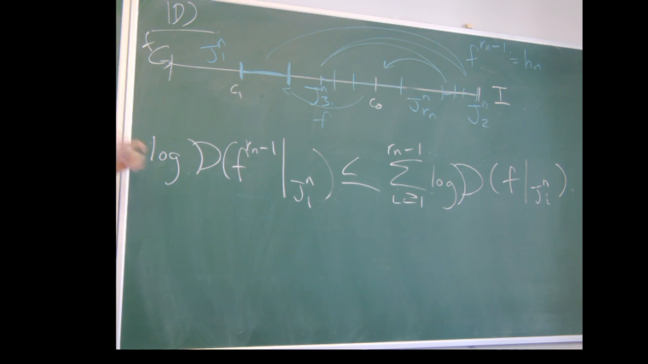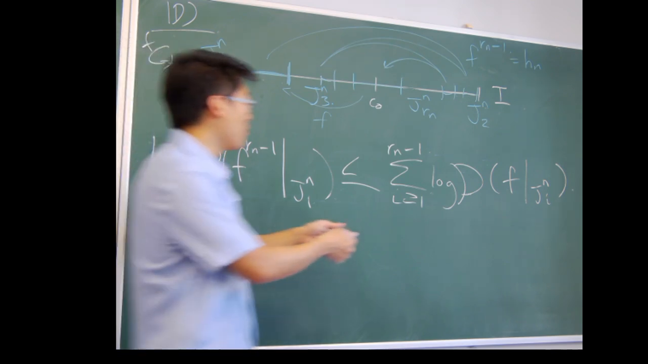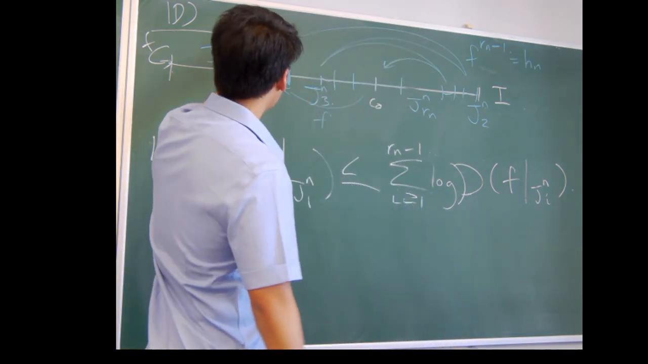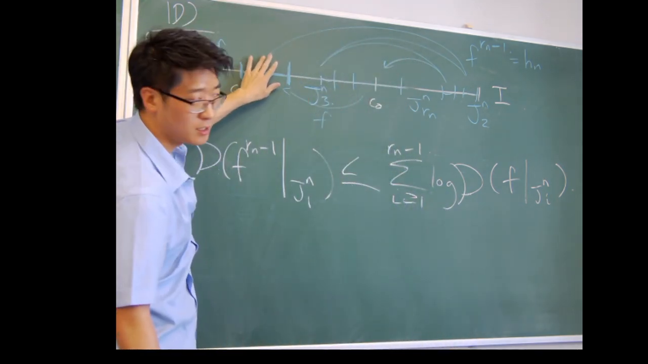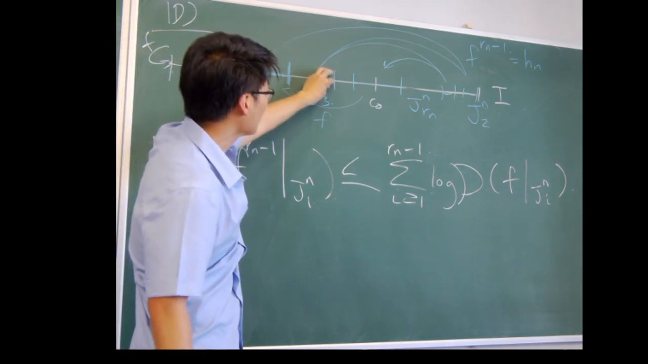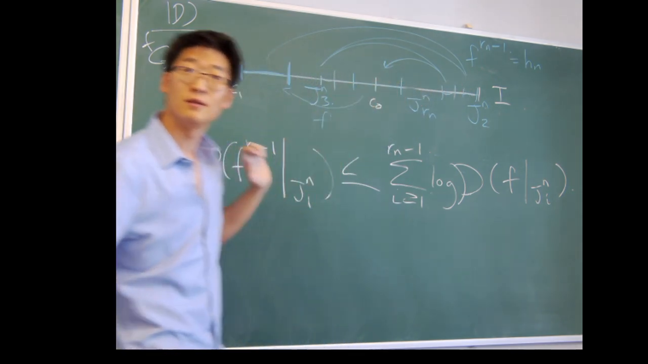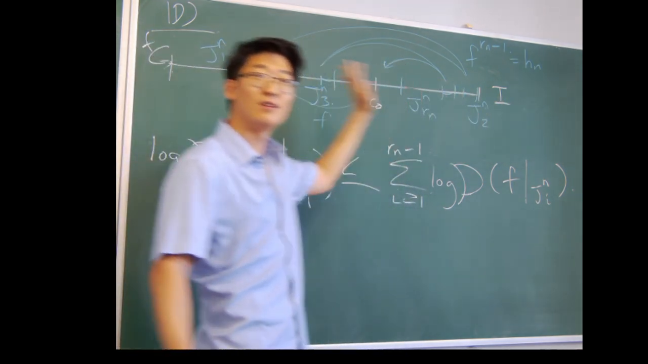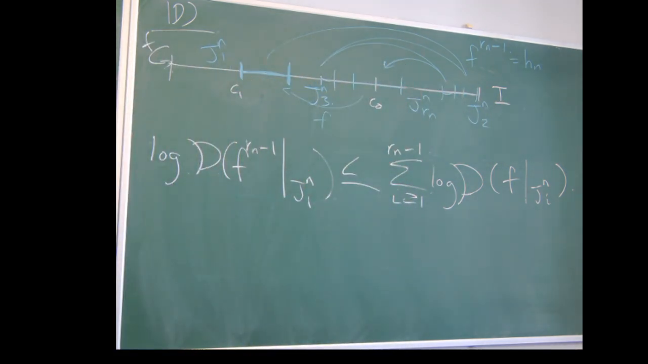So this inequality turns the amount of distortion that you pick up over time for this map into the amount of distortion that you pick up over space. Instead of looking at how much distortion you pick up when you run the time for Rn amount of time, you're looking at the distortions that you pick up at each step along the way over space. And the nice thing about 1D is that the total amount of space that you have is uniformly bounded by 1, because you're fixed on an interval of length 1 the whole time.